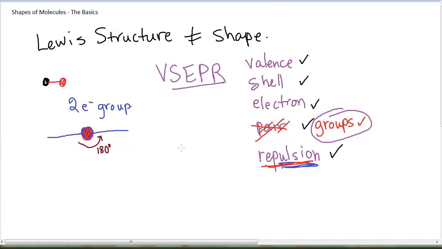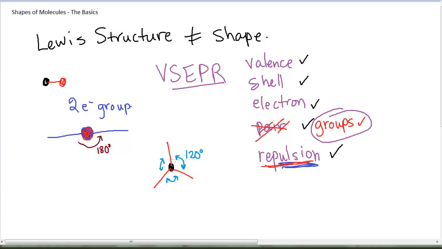3 groups will get as far away from each other as possible around a center atom, around a central point, by going in roughly this geometry. That's not too bad. Here we have 3 groups spread out as far away from each other as possible in the shape of an equilateral triangle. That means that our groups are 120 degrees apart. Each two groups are 120 degrees.